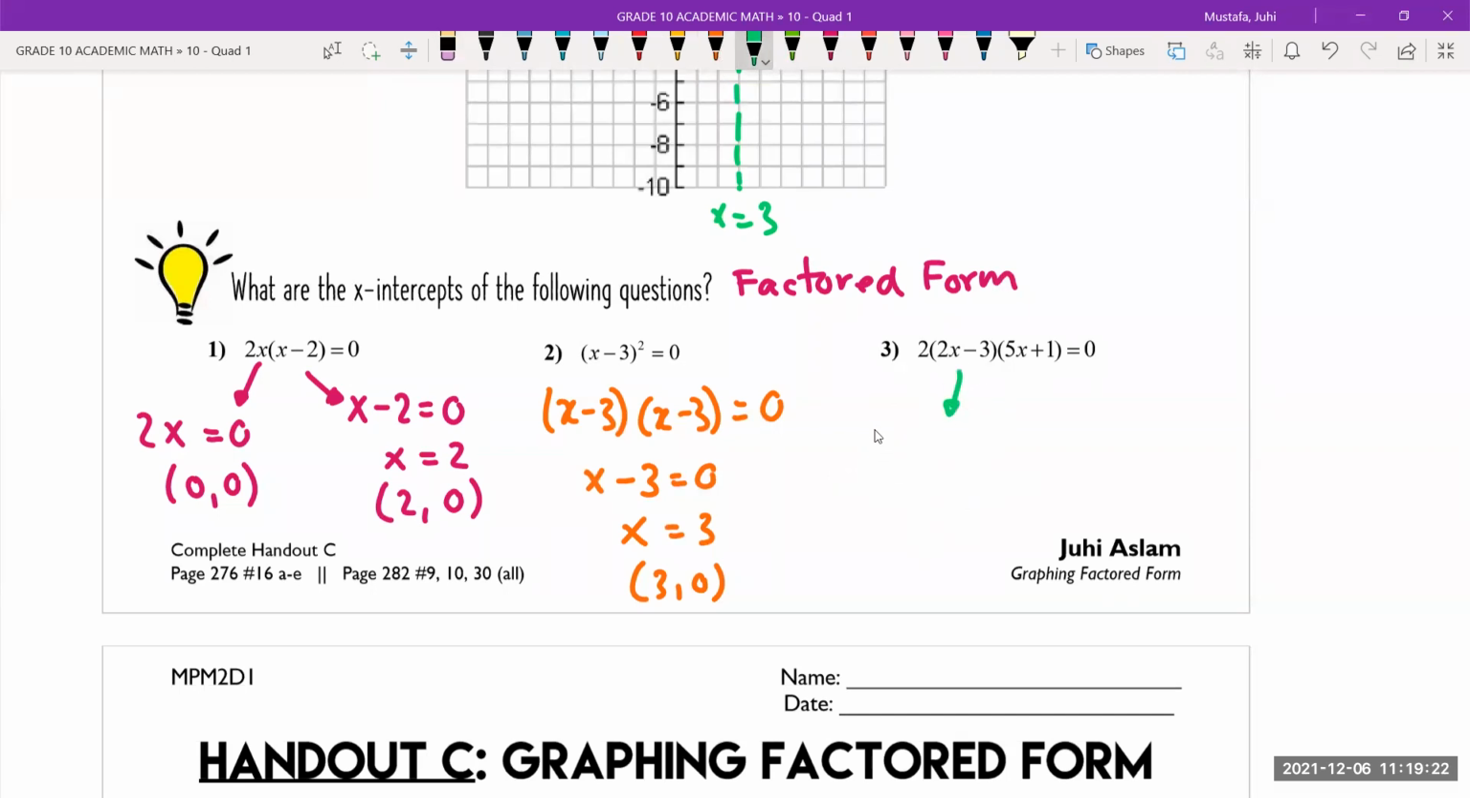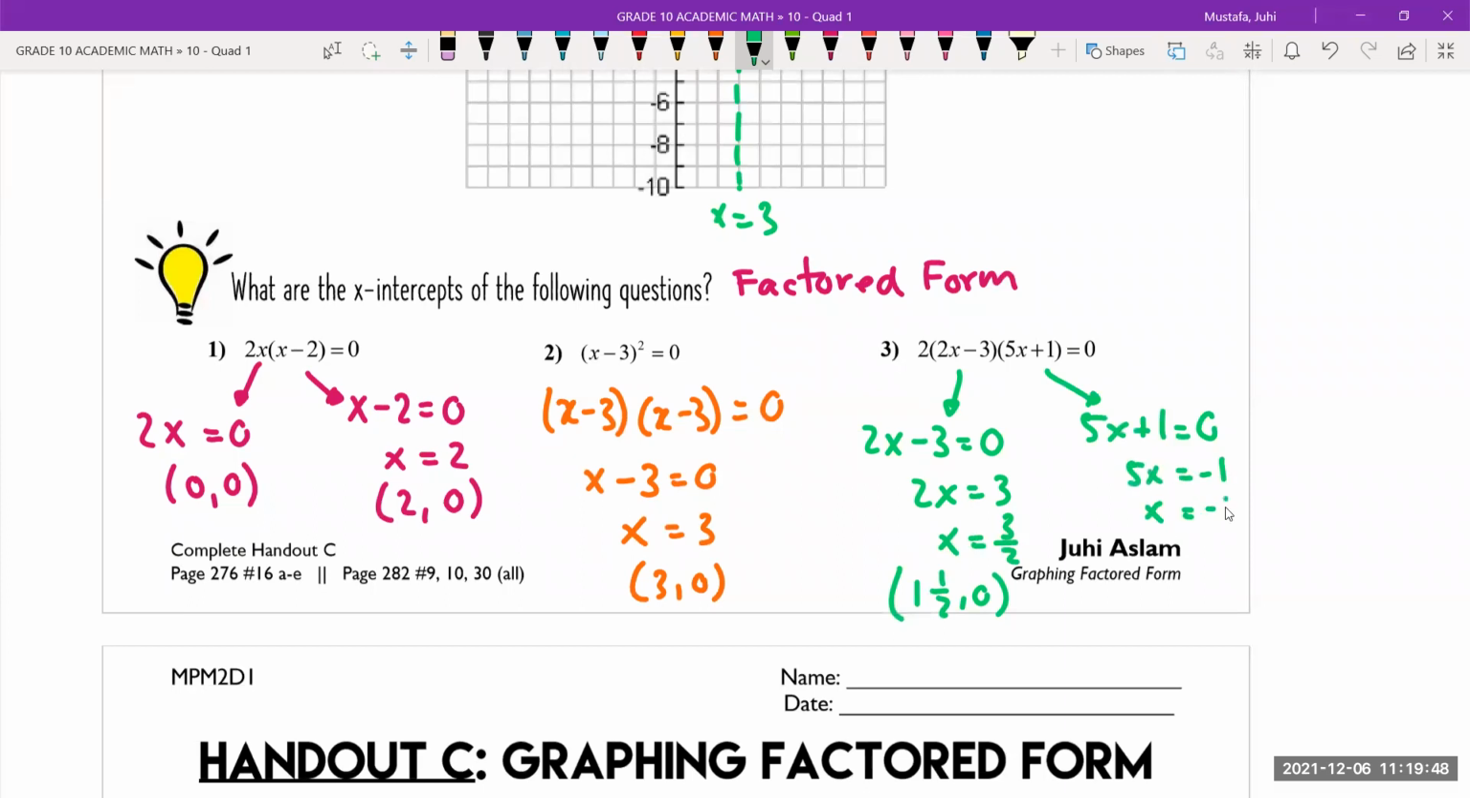Okay, and then the last example, this one, what we do is we just, again, take each of them. It just requires a little bit more math. So it's going to be 2x minus 3 is equal to 0. 2x is equal to 3. x is equal to 3 over 2, which is the same as 1 and 1/2, right? You can make it into a mixed fraction, and it's always easiest to graph it when it's a mixed fraction like this. And then on this side, it's going to be 5x plus 1 is equal to 0. 5x is equal to -1, and x is going to be equal to -1/5. So this point is going to be -1/5, 0. On your graph, you would just estimate where this would be.